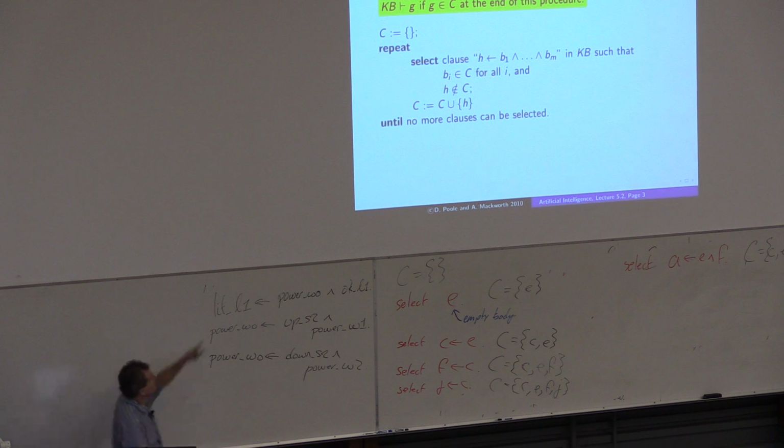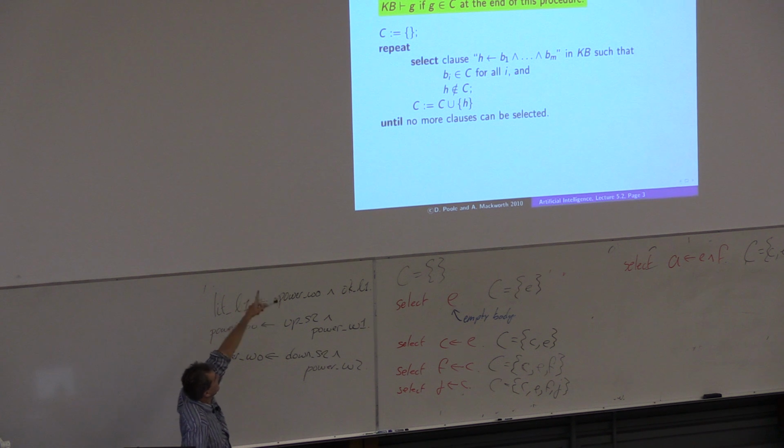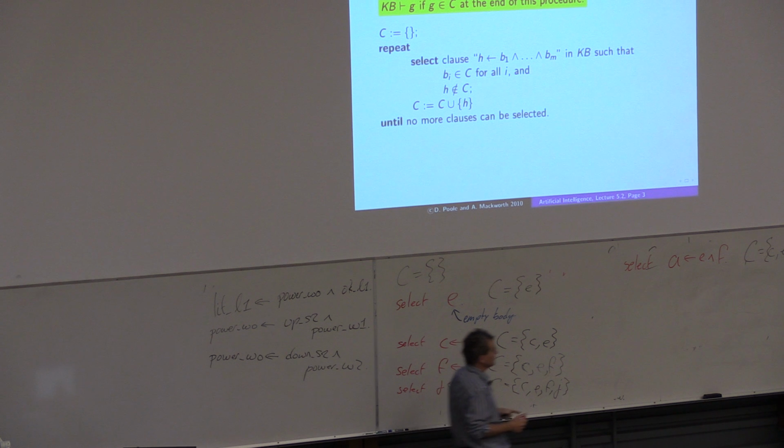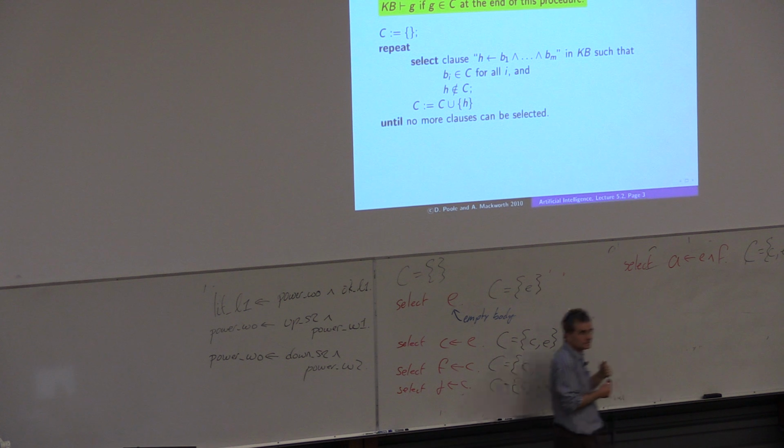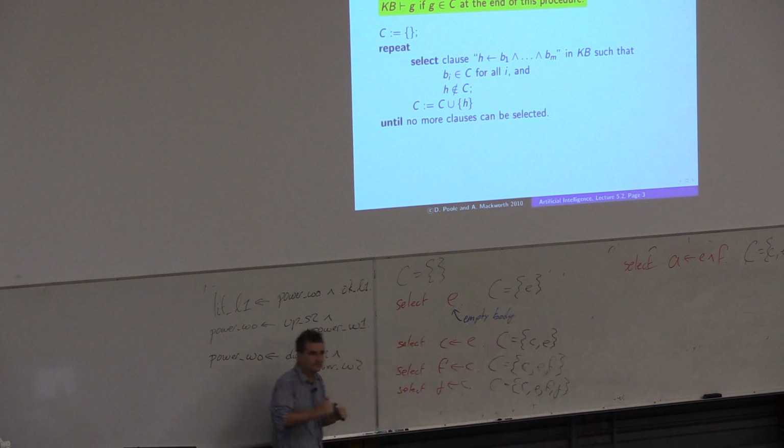Does that make sense? So we got to this end of it. Once you've repeated this, the knowledge base logically entails all of these things. You can prove these things, we can't prove anything else. Okay, does that make sense?